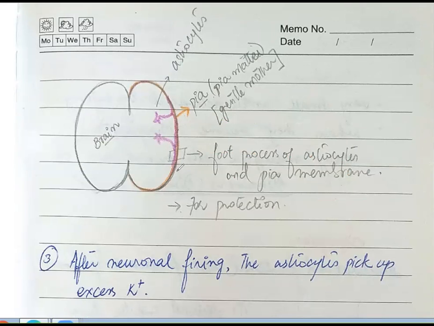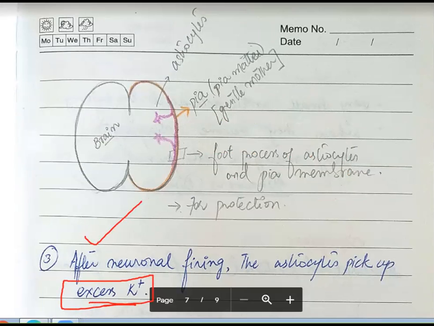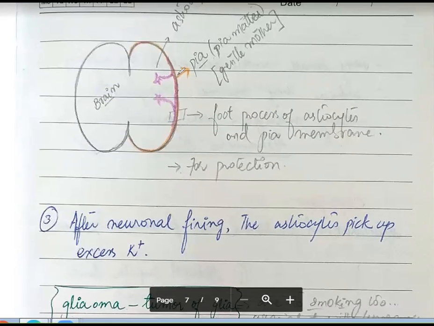So it is for the protection, and when there is excessive neuronal firing, the astrocytes pick up excess potassium. This is another point which many people will not tell you, so you have to remember this point as well. There are two functions which are very important regarding astrocytes. One is they form blood-brain barrier. Another is after neuronal firing, they pick up the excess potassium. So this is how they're located.